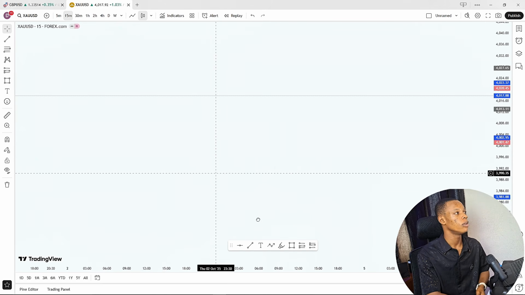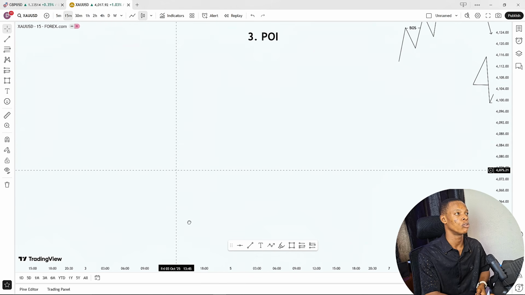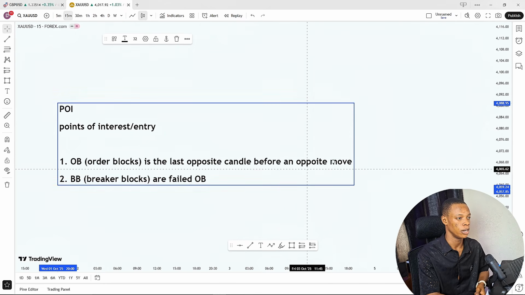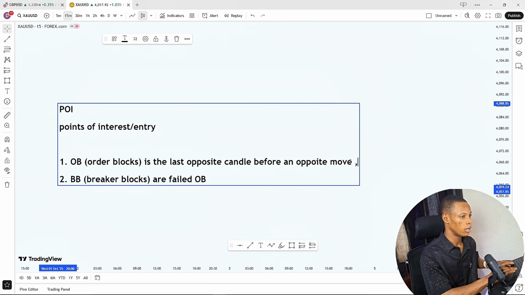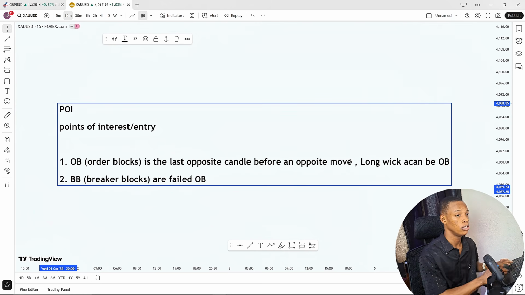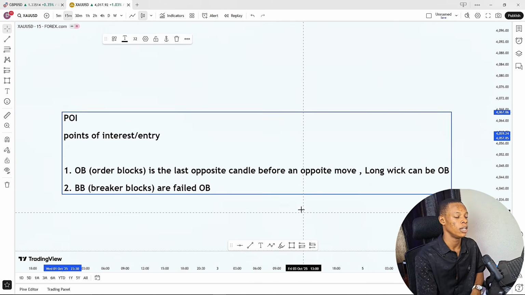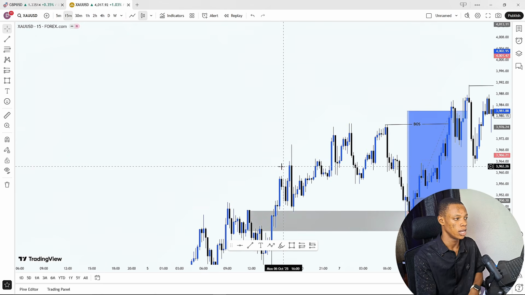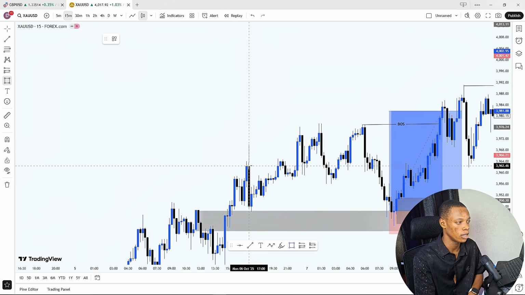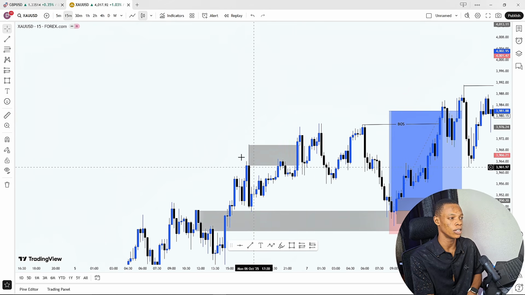Now, long wicks, right? You can also mark out long wicks, and those long wicks can also be your order blocks. Let me show you. Let me write it out in brackets: long wicks can be order blocks, can be your OB. Now, this is what that means. In a case where you have long wicks, like this very one, this is a long wick. And this very long wick, I can mark from the very beginning of the wick to the point where the wick stopped. I can mark it out as my order block. So this long wick can act as an order block.